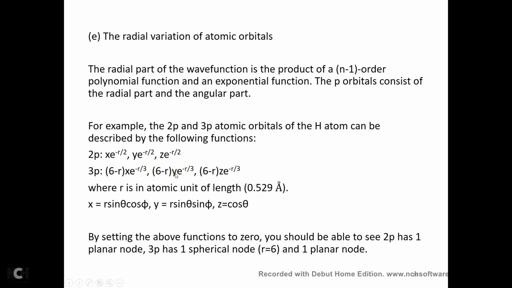When y is 0, you have a nodal surface in py. When z is 0, you have a nodal surface in pz. And when x is 0, y is 0, or z is 0, you see a planar nodal surface. Or in the 3p orbitals, r can be 6. When r is equal to 6 atomic units, you have a spherical nodal surface.